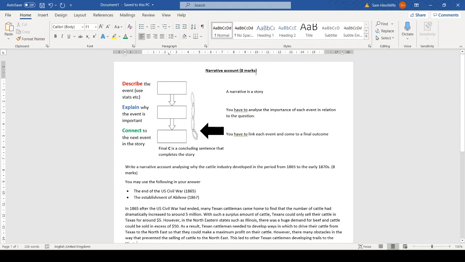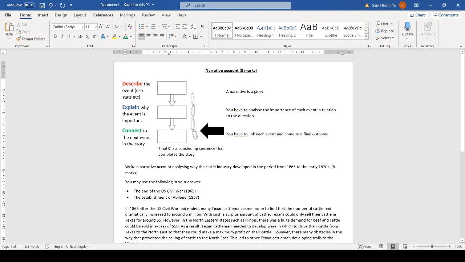It's worth noting it's only worth 8 marks, this question, but it does cause some issues for students every single year. A couple of things to go through. The main structure we use is something called DEC. So DEC: describe, explain, and connect. We'll talk through how to do that, but I think it's first just worth us going through the basis of what this question is. It's a narrative account.